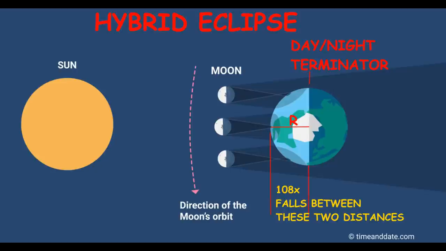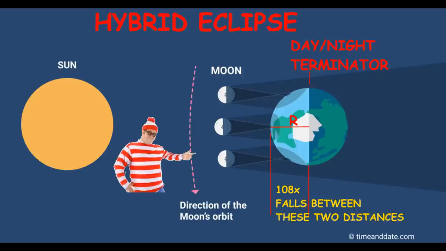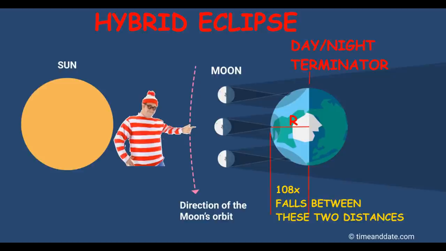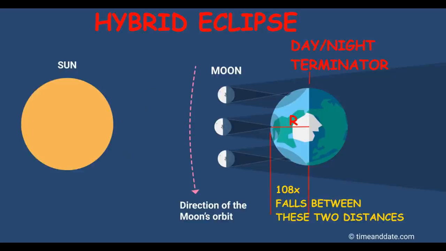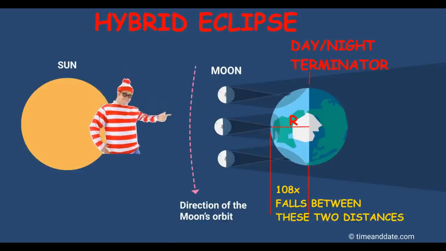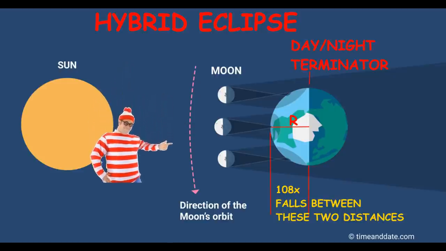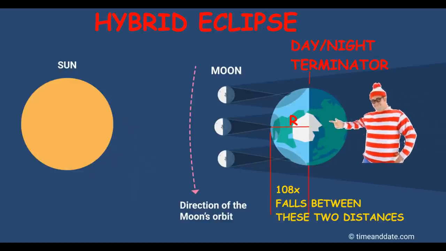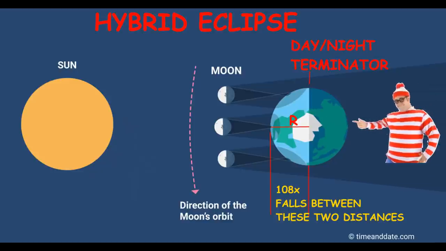To create a hybrid eclipse, the distance from the moon to the shadow where it hits the ground has to be both greater than 108 times to make an annular eclipse and less than 108 times to make a total eclipse. Interesting. Now, as the moon is travelling at 90 degrees to the line between the sun and the Earth, how are the distances to the shadow at the sunrise and the sunset greater than at noon? Here's how. The difference is R, the radius of the Earth.